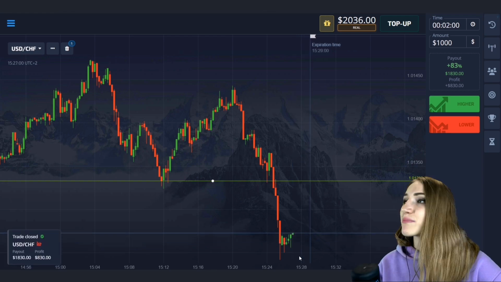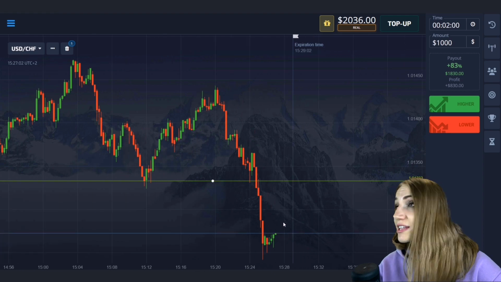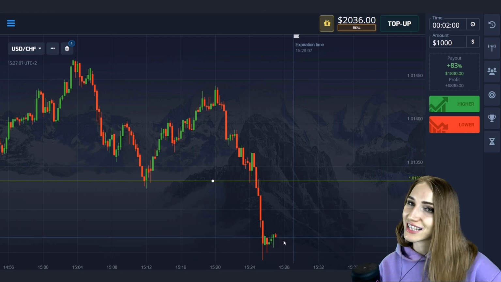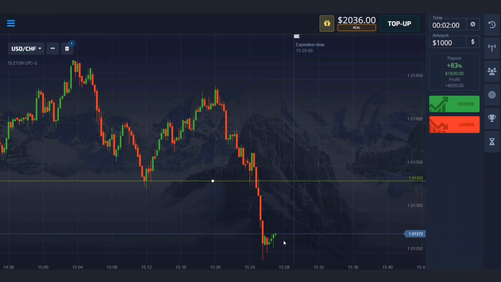So that's excellent. The price really continued moving down. This level is broken through now and we got an amazing profit. So let's continue and find the next entry point.